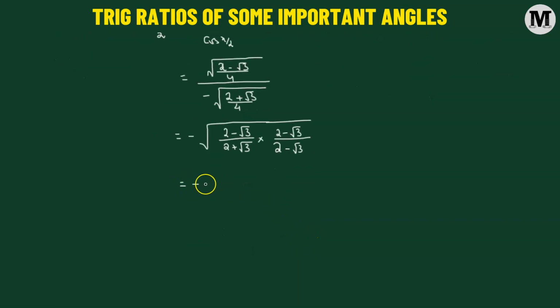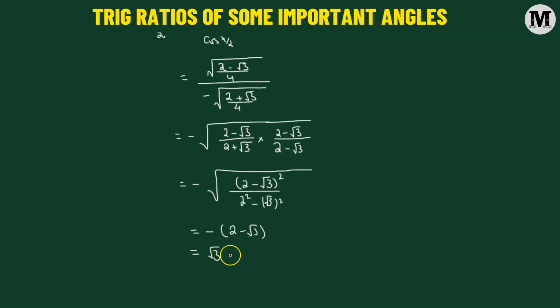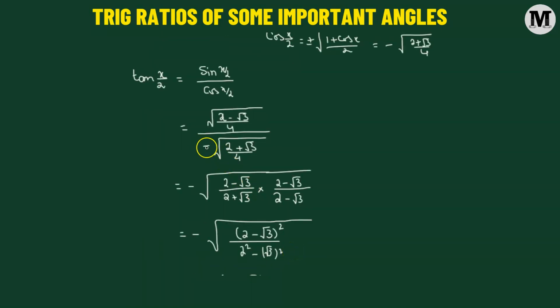So this will be equal to negative times the square root of, in the numerator, 2 minus square root of 3 whole square, and in the denominator the difference of squares, 2 squared minus square root of 3 whole square. This is simply negative times 2 minus square root of 3, or square root of 3 minus 2. This is going to be the value of tangent of x over 2. Here we don't have to worry about the sign, because the sign was already taken care of by the negative sign which came from cosine of x over 2.